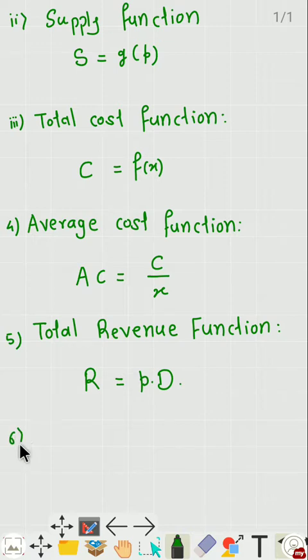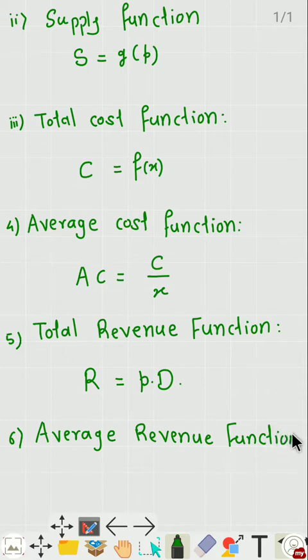Next, the sixth function is the average revenue function. It is denoted by the notation AR, and it is defined as PD divided by D, which is equal to P. So average revenue is always equal to the price of the commodity.